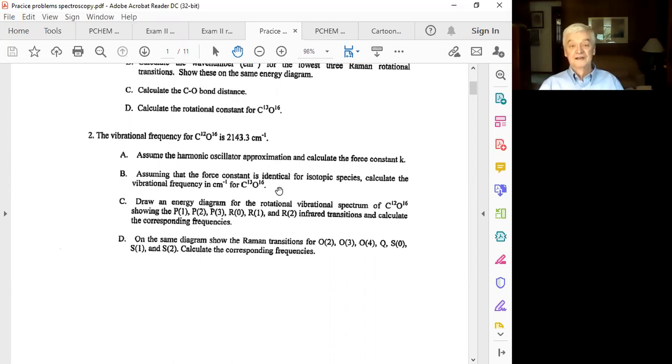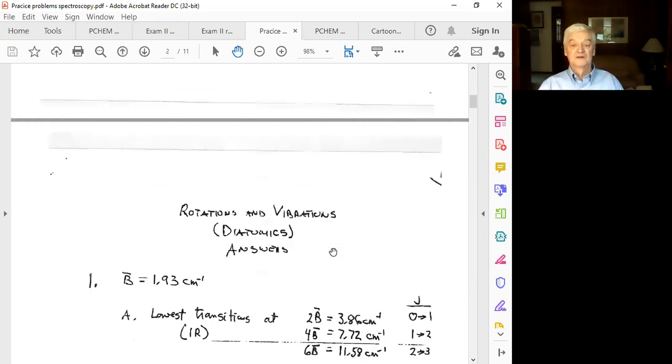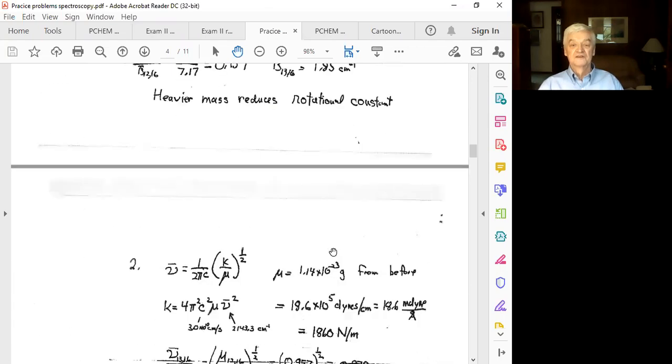Problem B is kind of similar to 1D. You're to calculate the vibrational frequency for the carbon-13 isotopic form. The force constant, the bond strength, should stay the same, but the heavier mass should lower its frequency. We just looked at what P1 and P2 and R1 and R2 bands are like, so make sure you can calculate those. Similarly, this question asks you to calculate different bands in the Raman spectrum. So there are a bunch of answers there that you can look at.